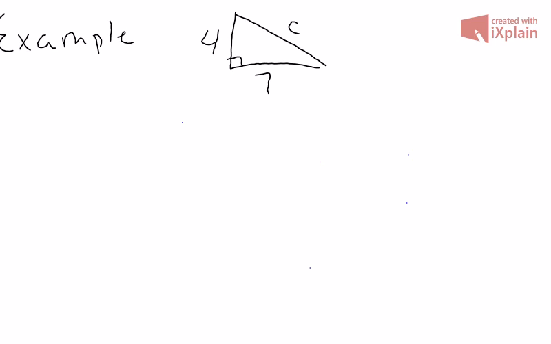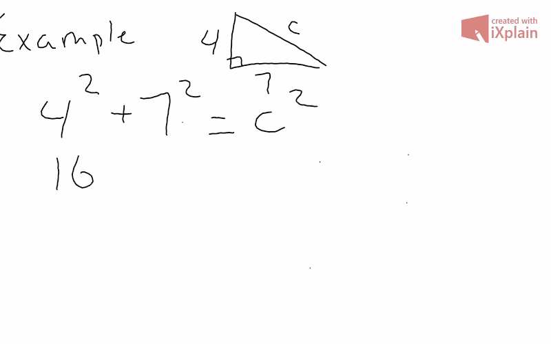For this example, we are given the legs with a length of 4 and 7. We are asked to find c. So using our formula, we have a squared, so we're going to use 4 as a, 7 as b, squared equals c squared. Now we're going to follow the steps to solve equations. 4 squared is 16, plus 7 squared, which is 49, equals c squared. 16 plus 49 is 65.